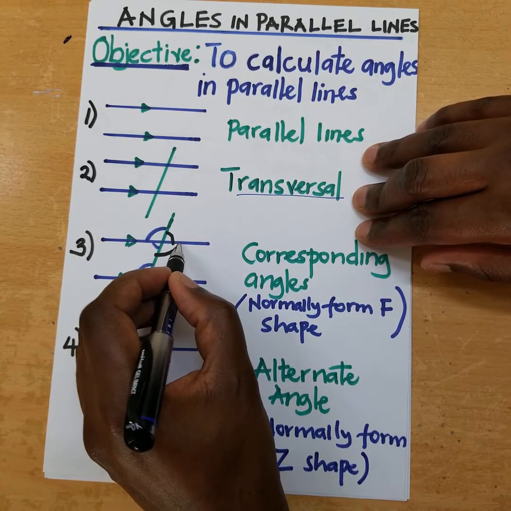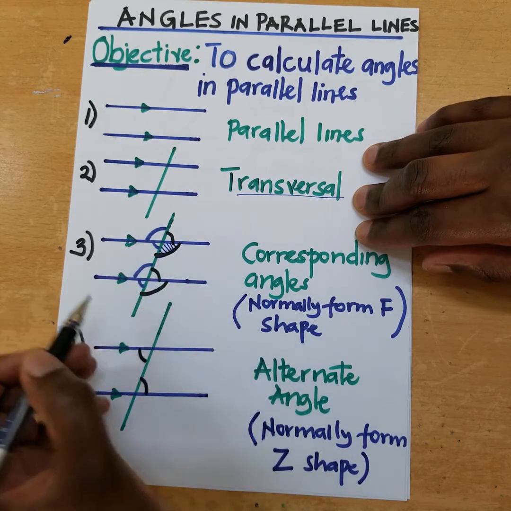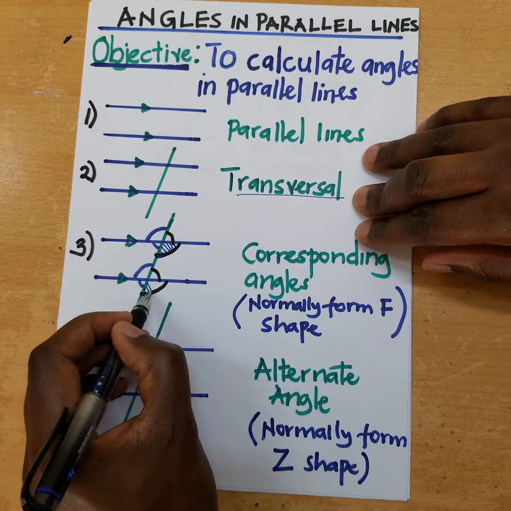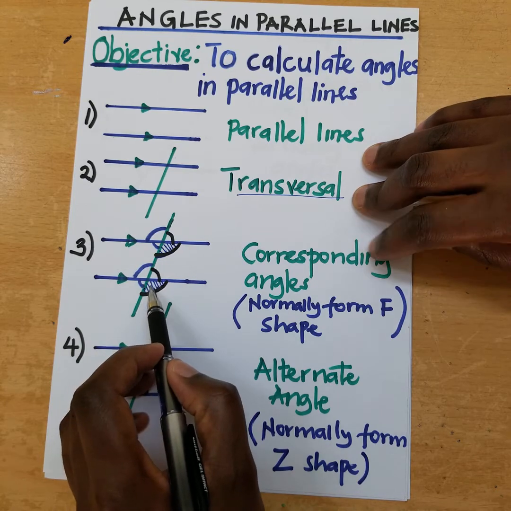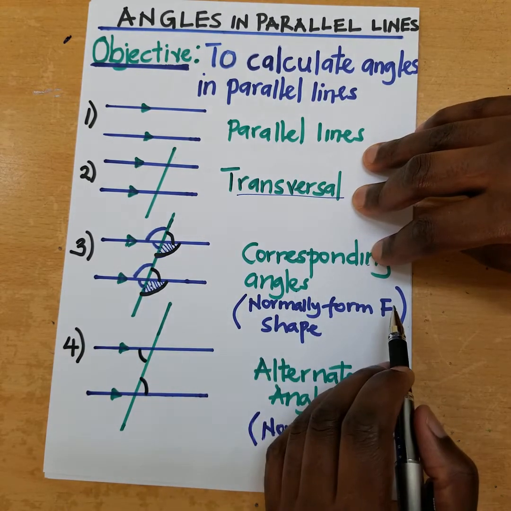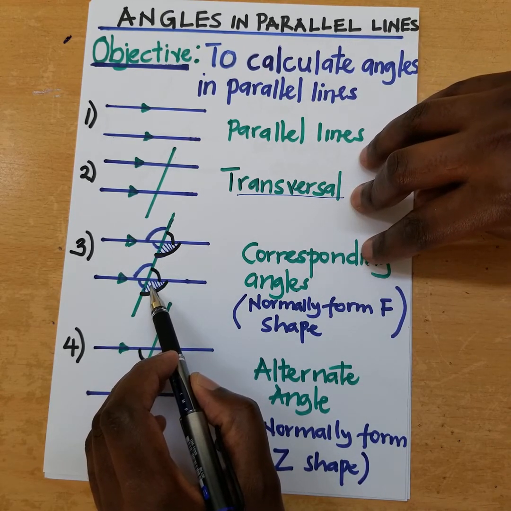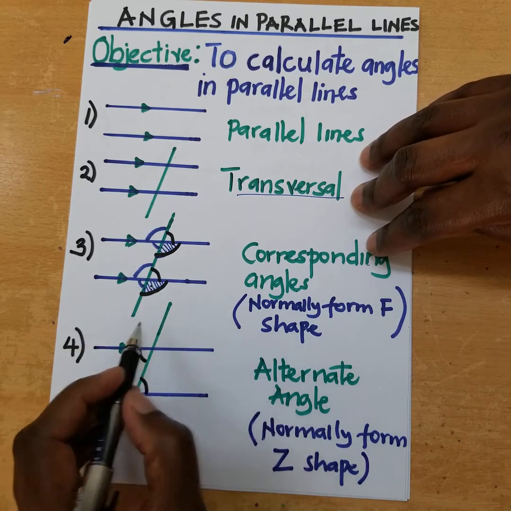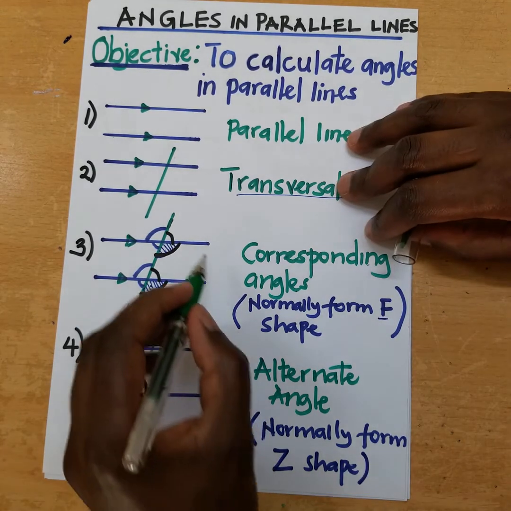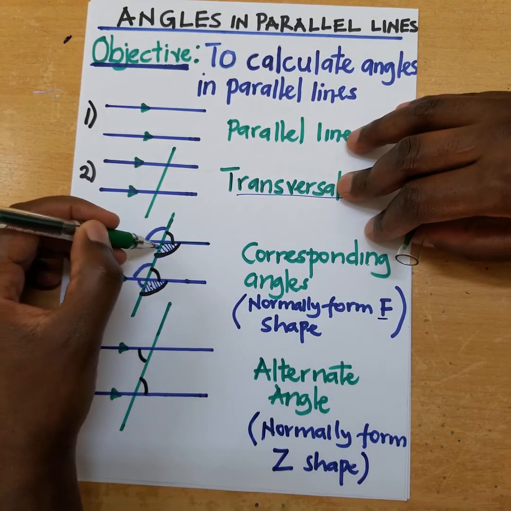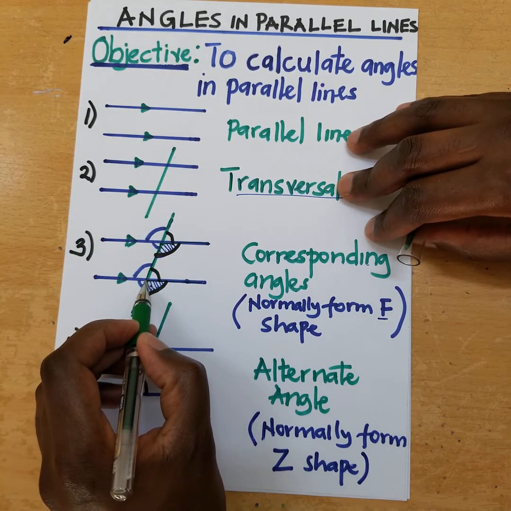If I have an angle here, I'll shade it, and the same angle appearing here. These two angles are equal because they are corresponding angles. In most cases, these angles form what we call the F shape. You can see if I do this and I do this, there is an F shape.